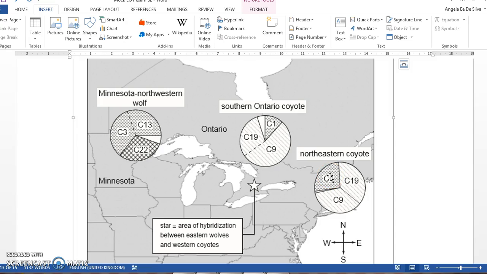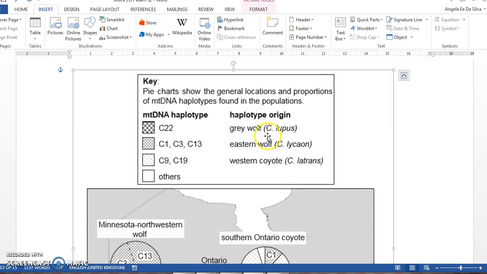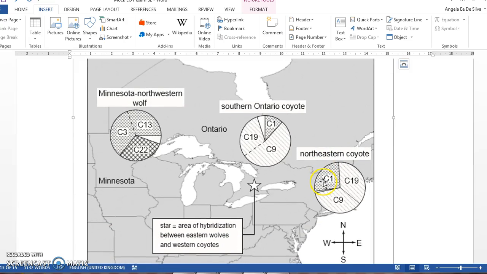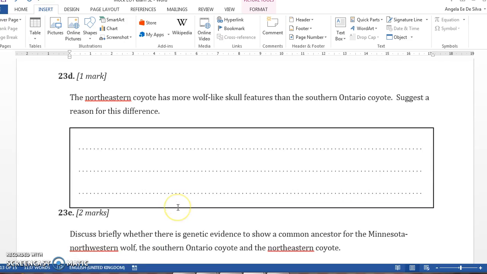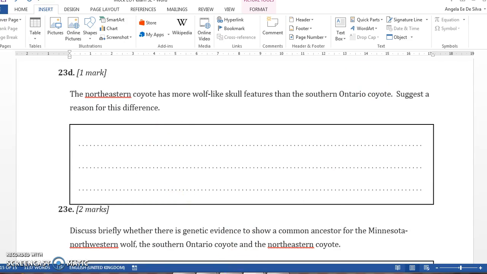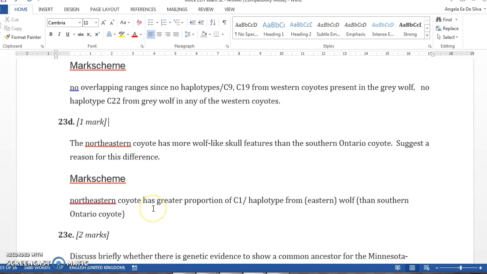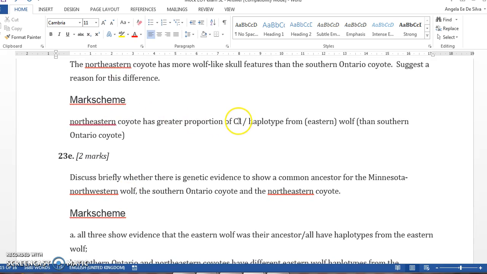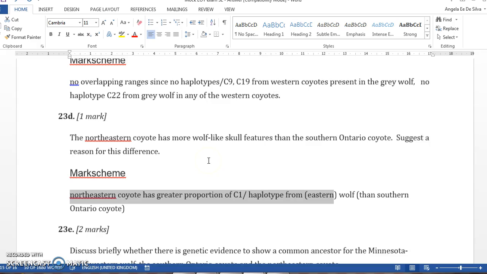So this makes me think that because the Northeastern Coyote has a greater proportion of haplotype from the wolf, that explains why the Northeastern Coyote has more wolf-like skull features. And if we look back at the question and the answer: Northeastern Coyote has a greater proportion of C1 haplotype from the Eastern wolf. And so that is your answer. And then you got 1 mark there.